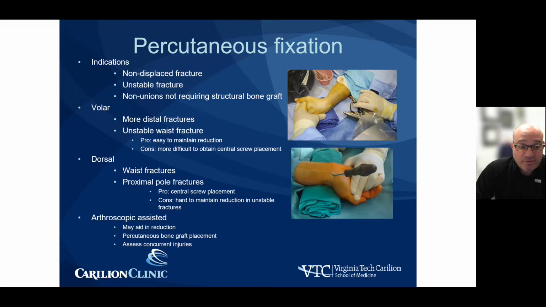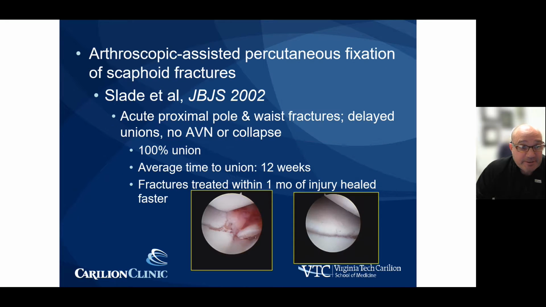But you have to do the arthroscopy through the midcarpal view in order to actually see the reduction of the fracture. And you're able to assess the congruency if you're doing it arthroscopically assisted. Arthroscopically assisted, as was shown by Dr. Slade in 2002, they were able to show 100% union. Average time to union was 12 weeks. But one thing in this paper by Dr. Slade, they showed that those treated within the first month arthroscopically assisted were the ones that really healed faster than any other subgroup.